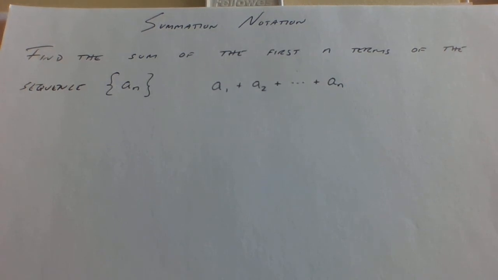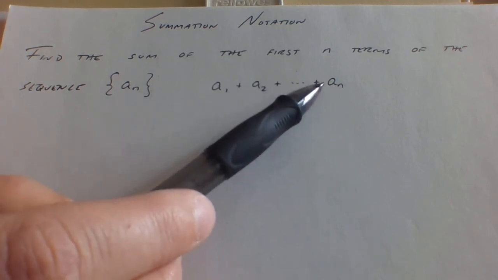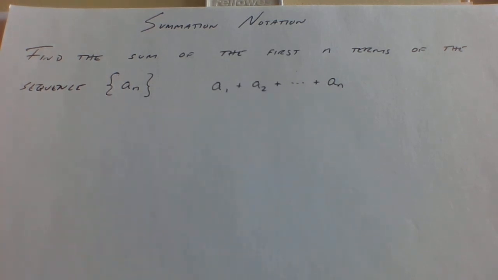Let's take a look at one more type of notation we're going to be using in this section. This is called summation notation. Let's pretend I wanted to find the sum of the first n terms of the sequence a sub n. And let me just go ahead and use a sub 1 plus a sub 2 plus all the way up to a sub n as my sequence for this example.